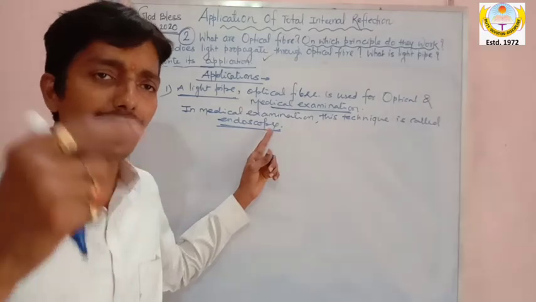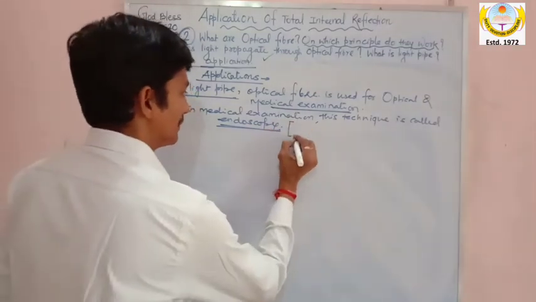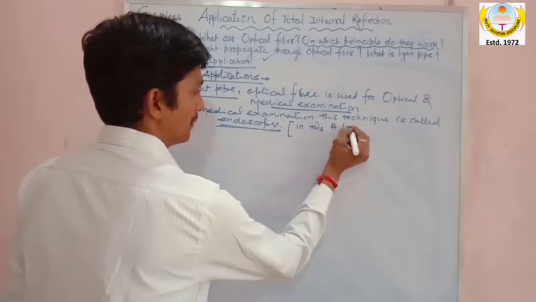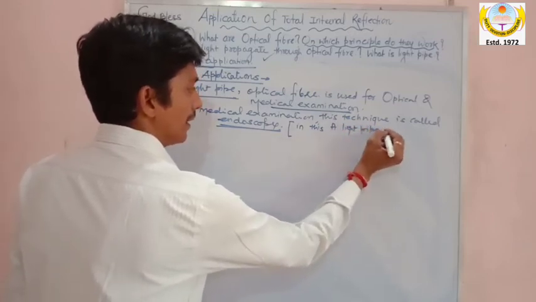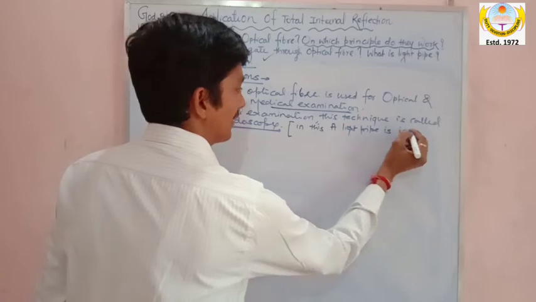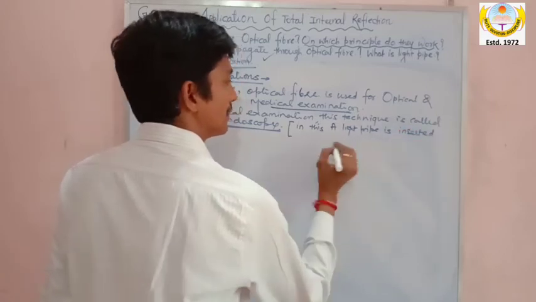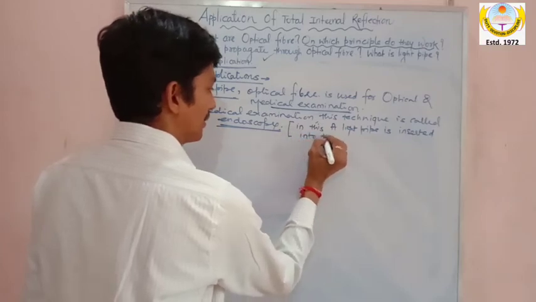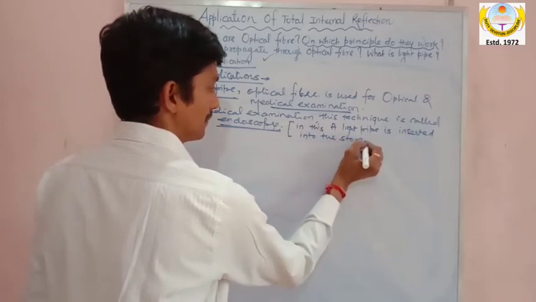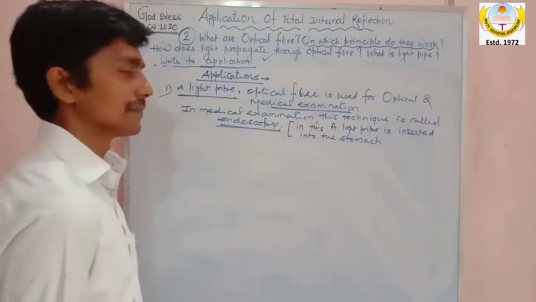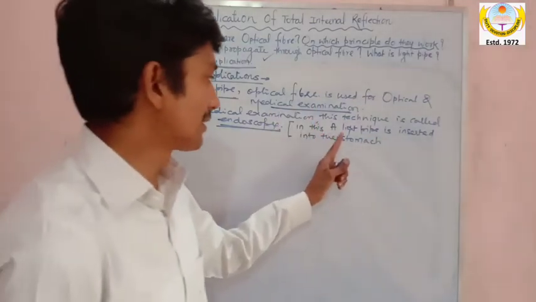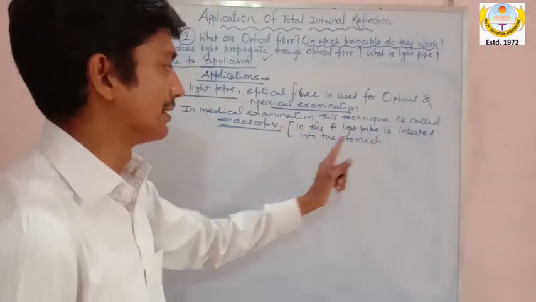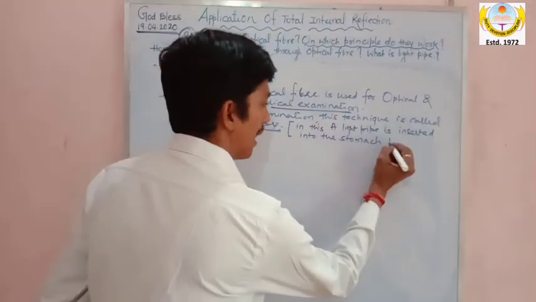I will tell you. A light pipe is inserted into the stomach. Am I clear? In this, a light pipe, what is the endoscopy technique? I am explaining that. So a light pipe is inserted into the stomach through the mouth.